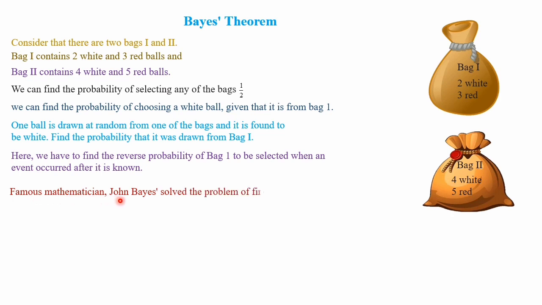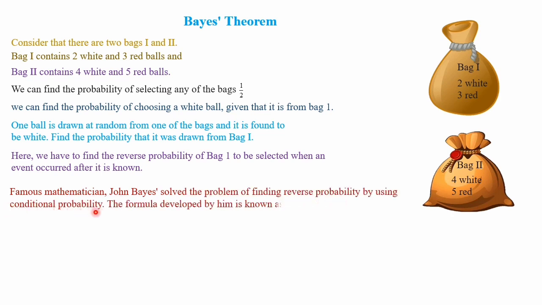The famous mathematician Thomas Bayes solved the problem of finding reverse probability by using conditional probability. The formula developed by him is known as the Bayes theorem. So this is the situation for the Bayes theorem, and it is very important to identify in the examination which way we have to solve the question, whether we have to use conditional probability or the Bayes theorem.